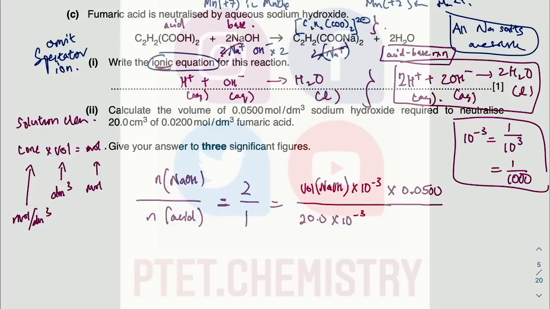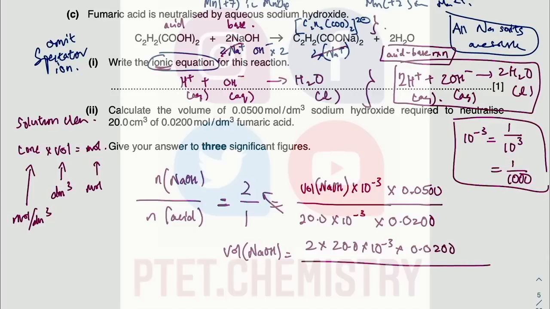What is the mole of the acid then? Convert that to dm cube by multiplying by 10 to the minus 3, and then multiply by mole per dm cube. Volume in dm cube multiplied by mole per dm cube will give me mole of acid. I've done this based on this ratio. Now I can move everything around. So I hope you can see that it's 2 times 20.0 times 10 to the minus 3 times 0.0200.